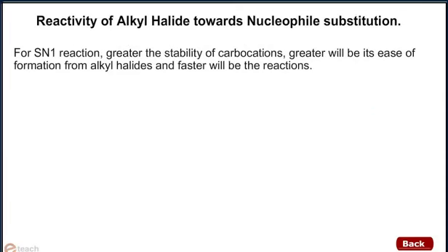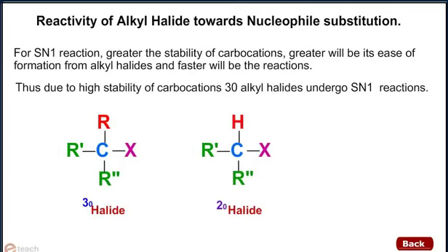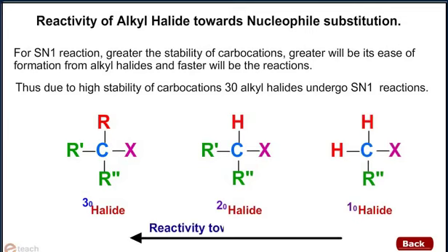For SN1 reaction, greater the stability of carbocations, greater will be their ease of formation from alkyl halides and faster will be the reactions. Thus, due to high stability of carbocations, 3-degree alkyl halides undergo SN1 reaction. Reactivity towards SN1 reaction follows the order 3 degree greater than 2 degree greater than 1 degree.